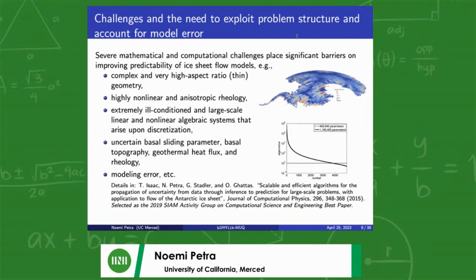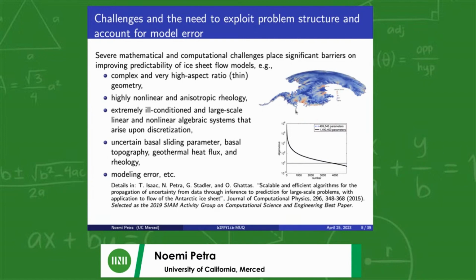For instance, the basal sliding parameter lives at the base of the geometry in the form of a coefficient field in a Robin boundary condition. Basal topography is uncertain, as are geothermal heat flux, rheology, and so on and so forth. There is a lot of modeling error that goes into the system. I will not focus on this last aspect in this talk, but I invite you to check out some of the references in our papers with respect to this work.